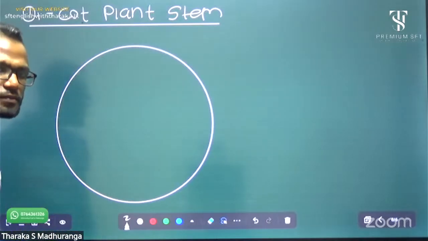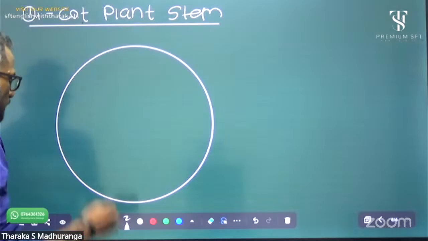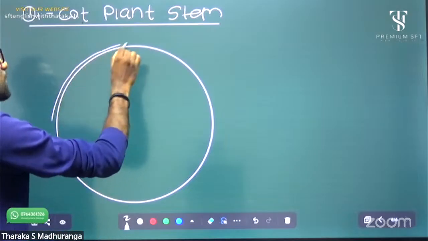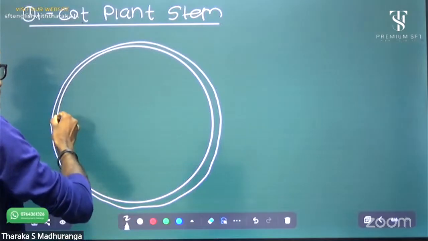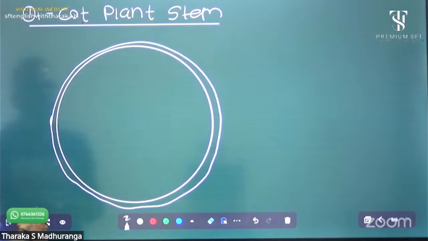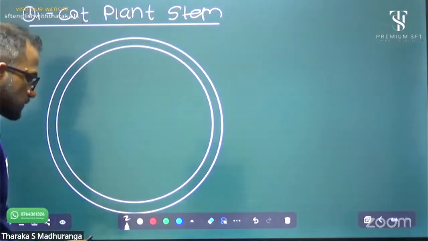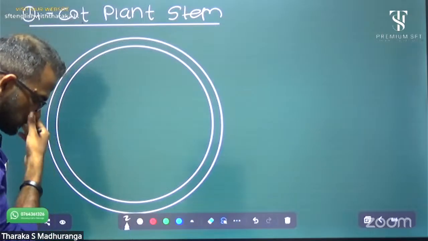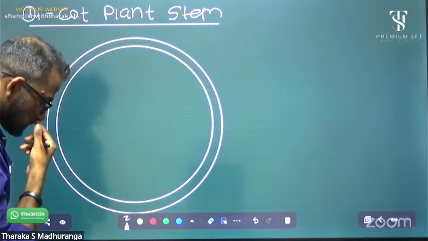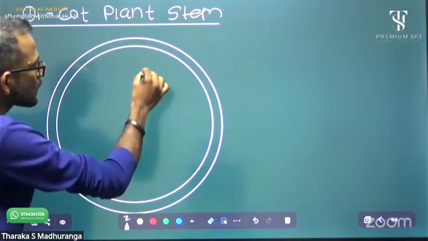Like this circle. And draw another circle with small thickness. Like this, yes. Clearly draw this.